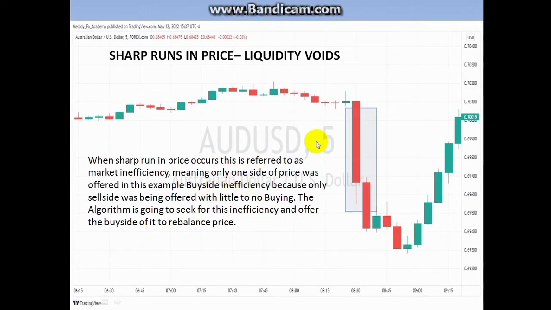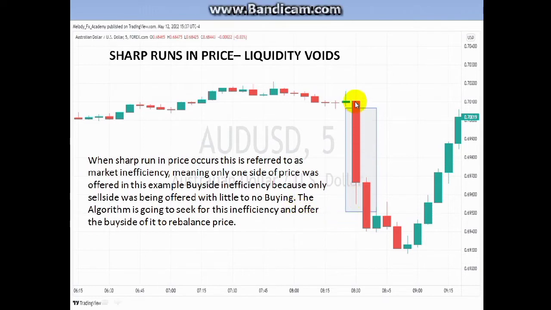Then the next level of focus for us as smart money traders in price action is sharp runs in price, which are referred to as liquidity voids. Now, when a sharp run in price occurs, this is referred to as market inefficiency, meaning only one side of price was offered. In this example, this is buy side inefficiency because only sell side was being offered with little to no buying. The algorithm is going to seek this inefficiency and offer the buy side of it to rebalance price.